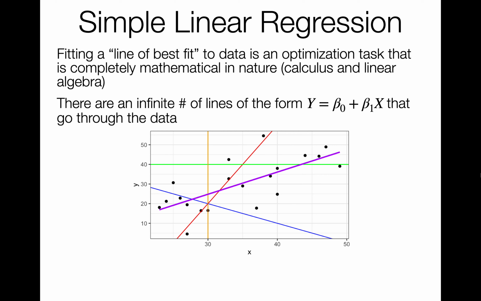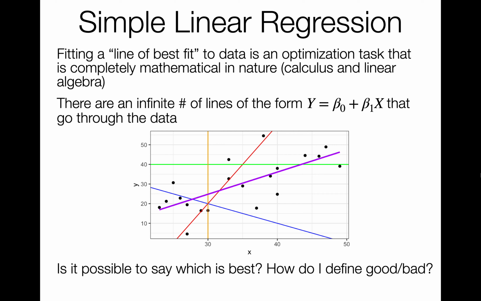So that's a problem that has multiple answers. There's of course one answer for what we're going to do, but there are other answers that lead to other types of regression, and so on and so forth. So can I say which is best, and how do I define good or bad? What makes a good or bad line?